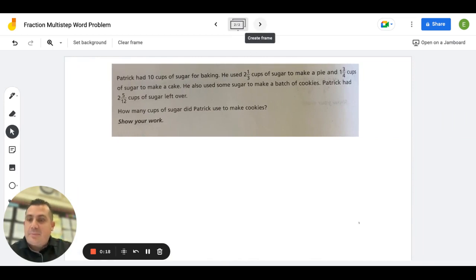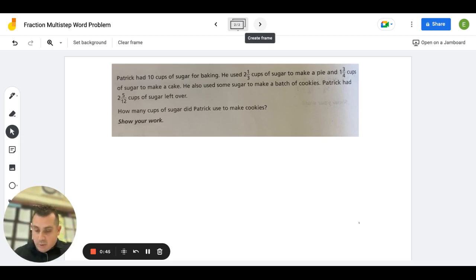So first thing, let's read this problem. Patrick had 10 cups of sugar for baking. He used 2 1/3 cups of sugar to make a pie, and 1 3/4 cups of sugar to make a cake. He also used some sugar to make a batch of cookies. Patrick had 2 5/12 cups of sugar left over. How many cups of sugar did Patrick use to make cookies?